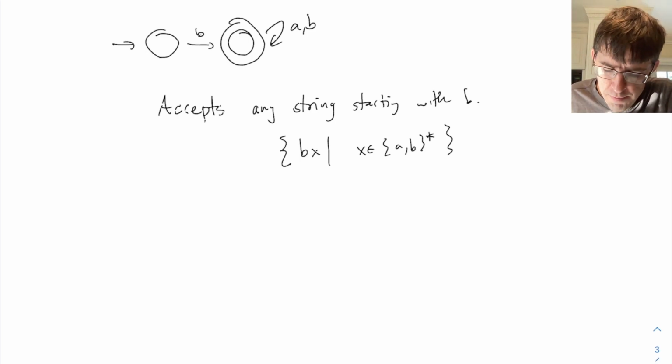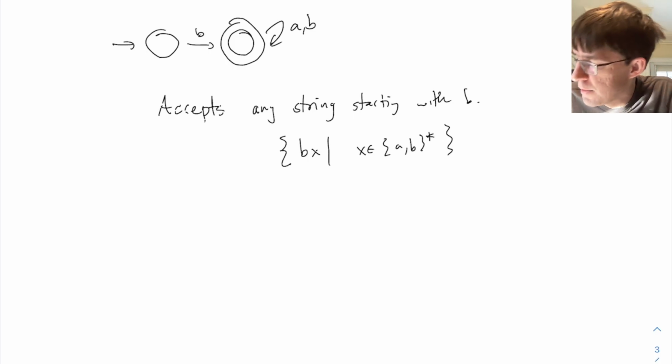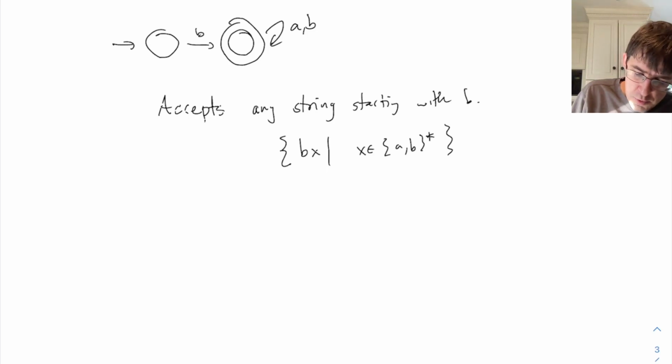You can make a DFA for this language, but it's a little more complicated. I think you need 3 states. It's more complicated. At least in my mind, I have an easier time thinking about things in terms of NFAs than DFAs. All right. Let's just try one more example.